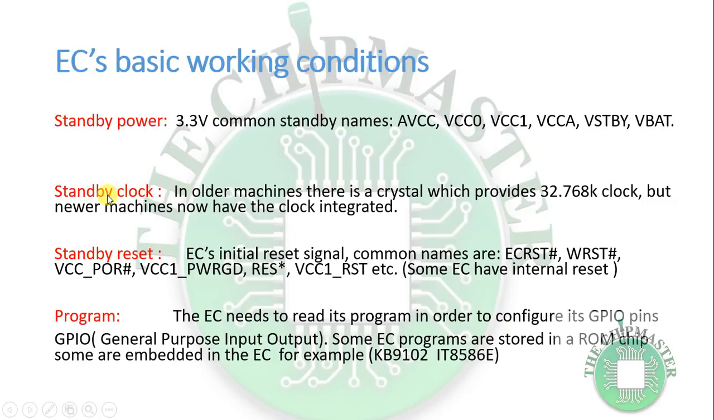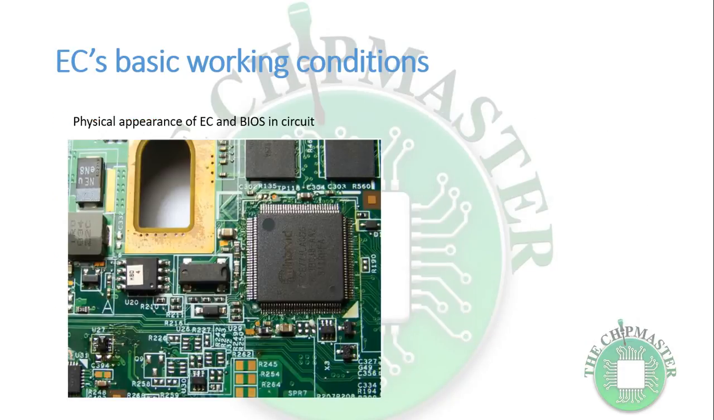The next working condition, which is a standby clock. Right, so in older machines there is a crystal which provides a 32.768 clock. But newer machines now have the clock integrated inside of the EC. Right, so this is the new architecture design. So there's no crystal on the external side of the EC, just like this one. As you can see here, I have an EC. This is the EC, and we have a crystal here which is going to provide 32.768 kilohertz to the EC. Right, and this is basically using a crystal to provide its clock.